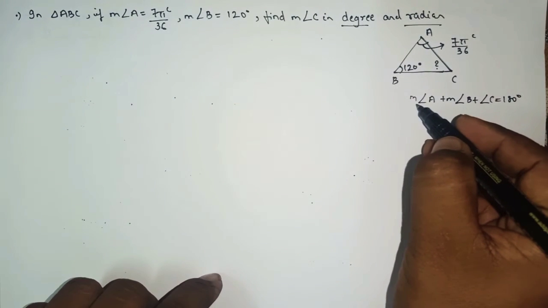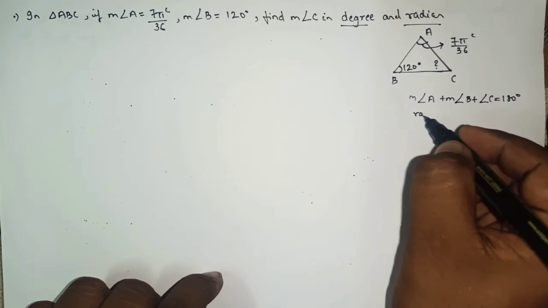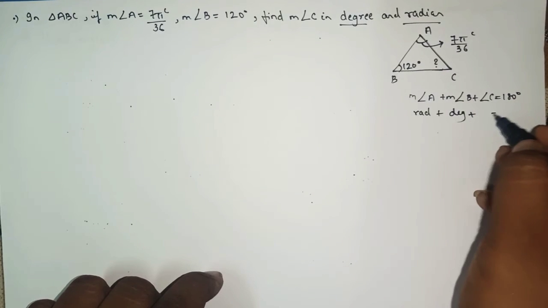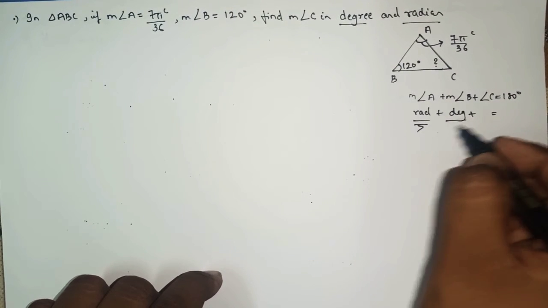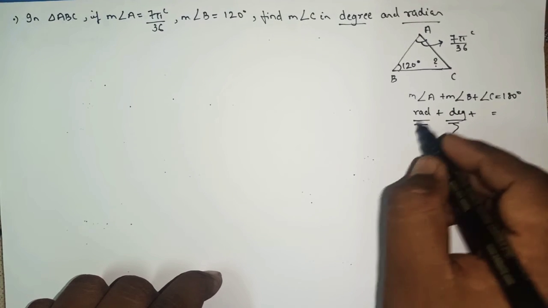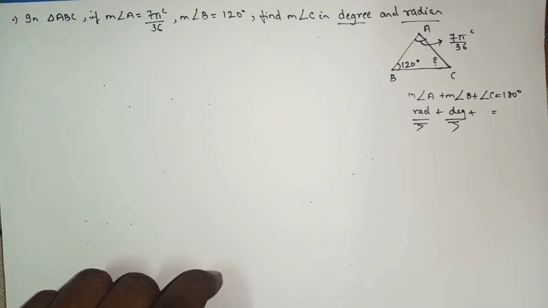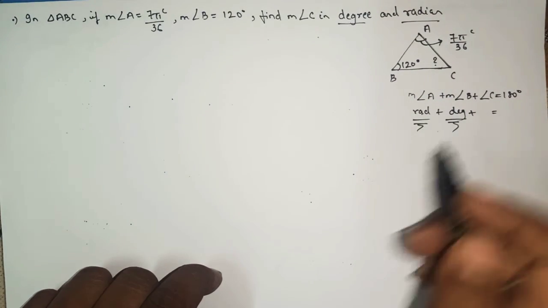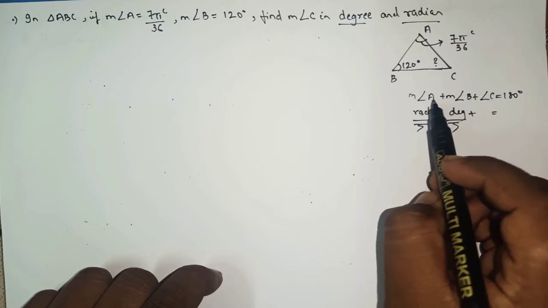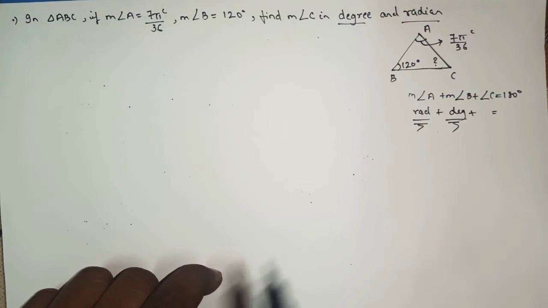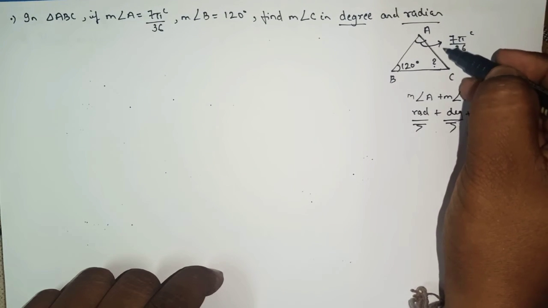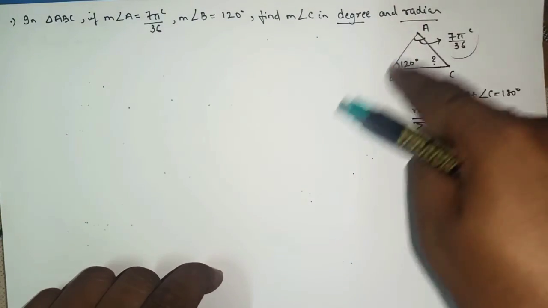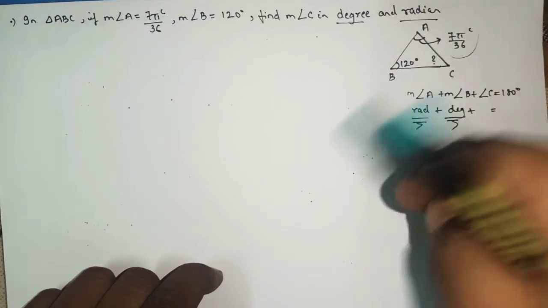Now here angle A is in radian and angle B is in degree. See to it that the units should be either both in radian or both in degree. That is the method. If one is in radian and one is in degree, we cannot solve the sum further. Both should be in the same system. So first convert this radian into degree, or else convert this degree into radian.